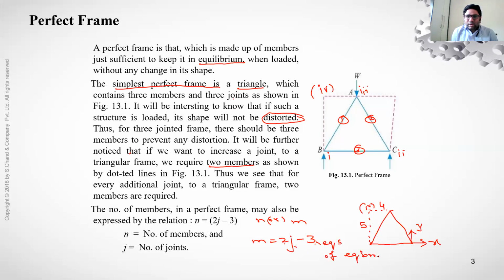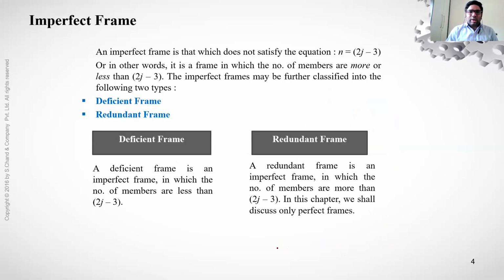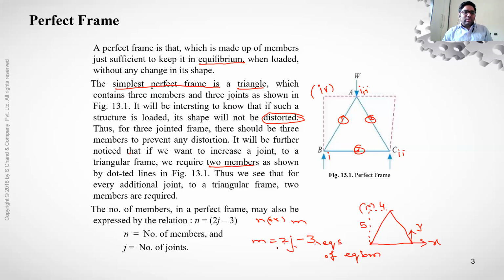That's where a perfect frame is a frame with three members and three joints, and when it is loaded, it should not deflect or distort. And for any additional joint, it requires two members, and it is given by the formula m is equal to 2j minus 3. Okay. So in the coming class, I will talk about imperfect frames, and then we have the exclusive analysis of trusses to be solved.